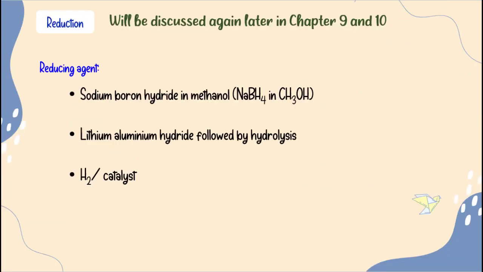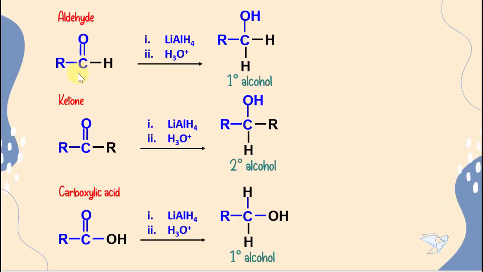Last but not least, alcohol can also be prepared by reduction. The reducing agents that can be used are sodium borohydride in methanol, lithium aluminum hydride followed by hydrolysis, and catalytic hydrogenation. Reduction of an aldehyde will produce a primary alcohol, while a ketone will produce a secondary alcohol. When a carboxylic acid undergoes reduction, it will produce a primary alcohol.